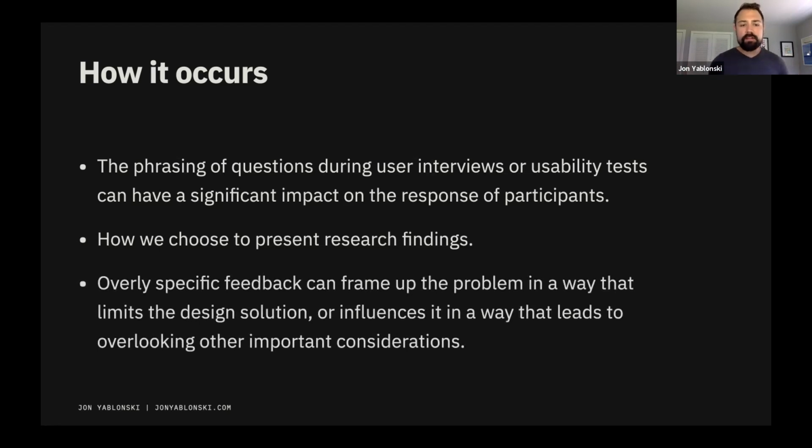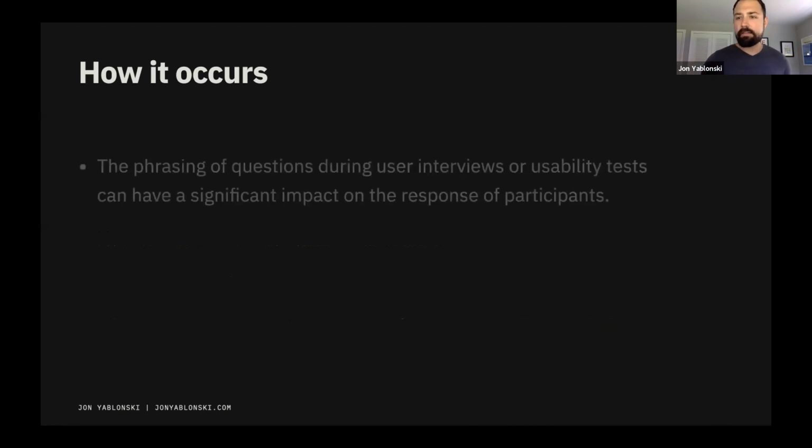And then finally, overly specific feedback can frame the problem in a way that really limits the design solution overall, or it influences it in a way that leads to overlooking very important considerations. So in other words, not having enough information.